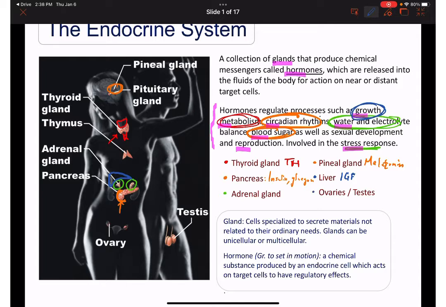And then lastly, we have the ovaries in females and the testes in males. And as you can imagine, these are going to be involved in both sexual development and reproduction. The ovaries are going to produce the sex steroids estrogen and progesterone, which are going to be involved in maturation of the egg. And the testes are going to produce the sex steroid testosterone, and that's going to be important for stimulating sperm production, for stimulating spermatogenesis.